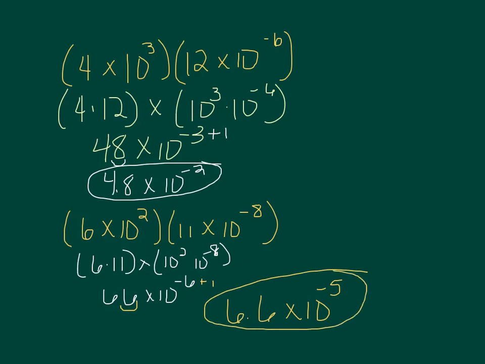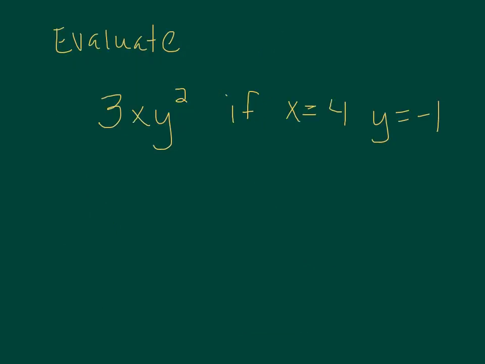And that's our answer. All right, let's do an evaluation. So 3 times x times y to the second. Let's solve this if x is 4 and if y is negative 1. So first thing I'm going to do is substitute. X is 4, so I'm going to replace x with 4. And then y is negative 1, and that's squared.